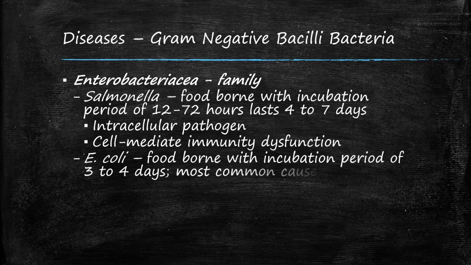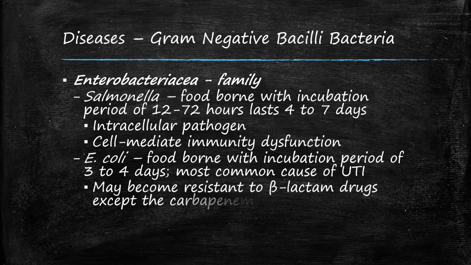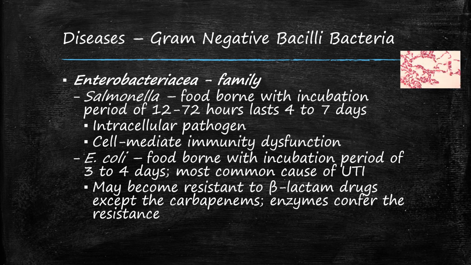E. coli, another foodborne illness, has an incubation period of 3 to 4 days, and it is a common cause of urinary tract infections. E. coli may become resistant to beta-lactam drugs, except the carbapenems. The enzymes are what confer the resistance, so the organism becomes resistant because it acquires the enzyme making it so. And there's a picture of our gram-negative bacilli, remembering that they stain red.